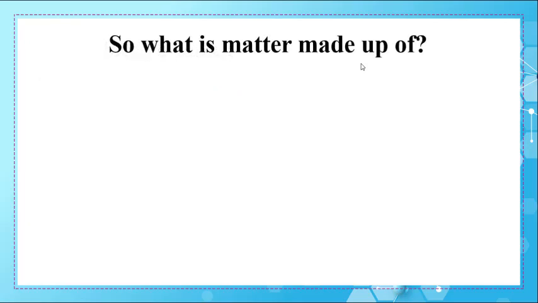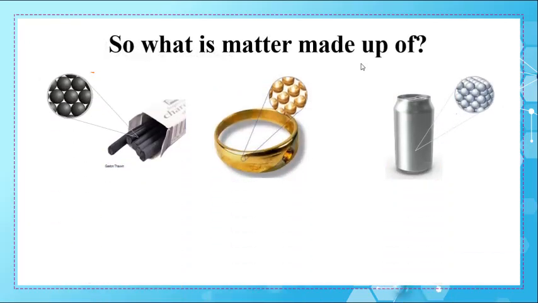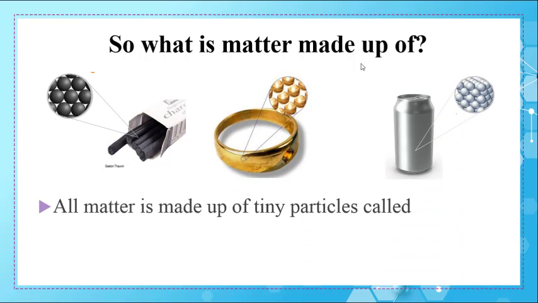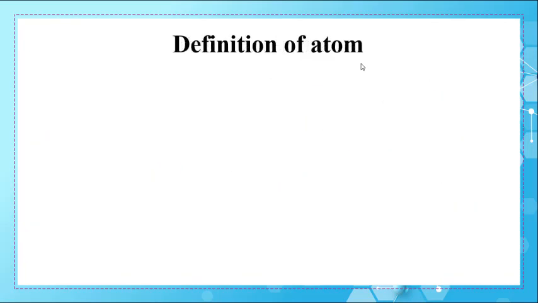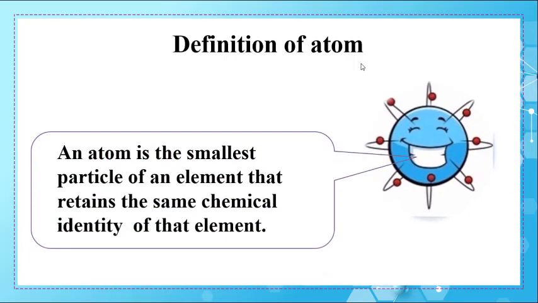So, what is matter made up of? All matter is made up of tiny particles called atoms. Atoms cannot be seen by the naked eye or a regular microscope. Now, if we put together the information we have, we can reach a conclusion about the definition of the atom. An atom is the smallest particle of an element that can retain the same chemical identity of that element.